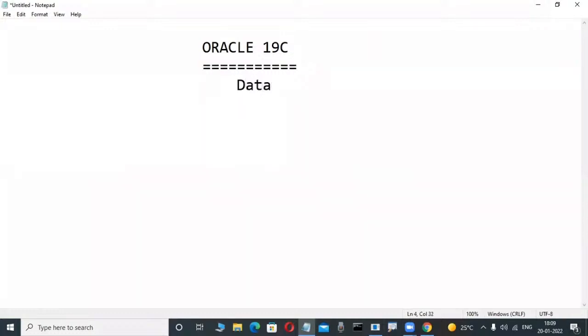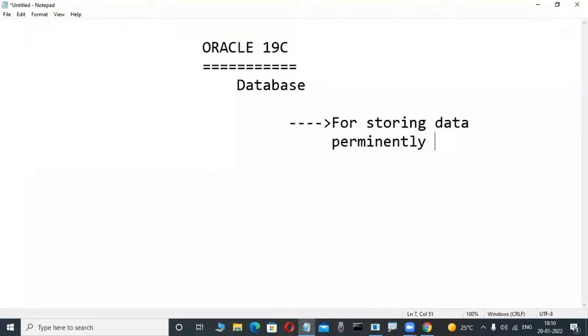Database. Don't write anything. Just observe. But what is the purpose of these database products? Everyone knows. Whenever we install these database products in our system or in a company, the main purpose is for storing data permanently in secondary storage devices. Secondary storage devices means maybe a hard disk.